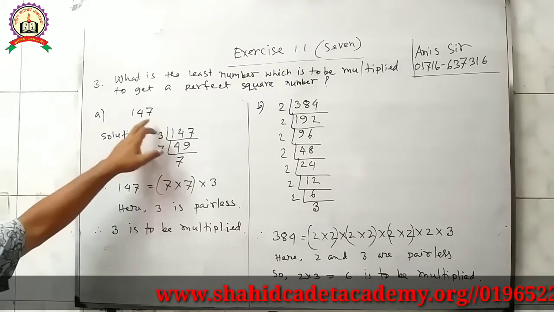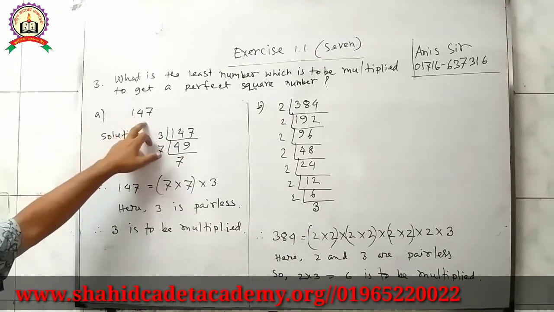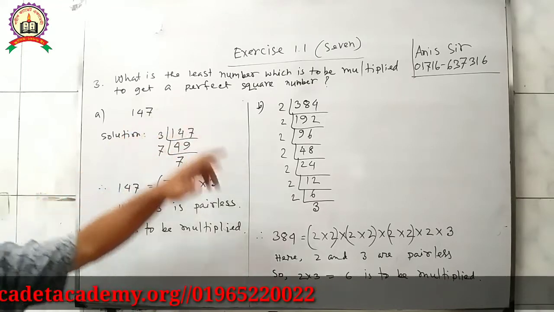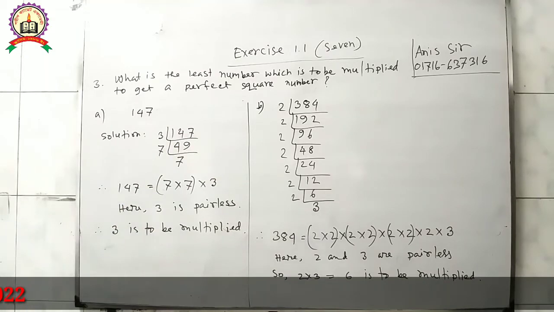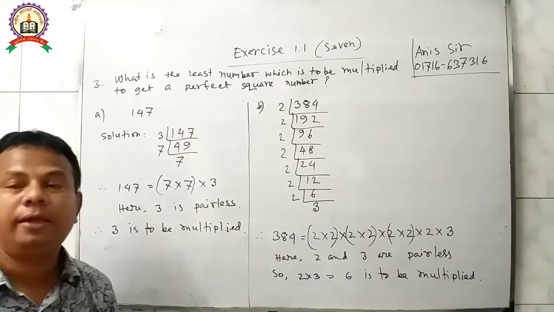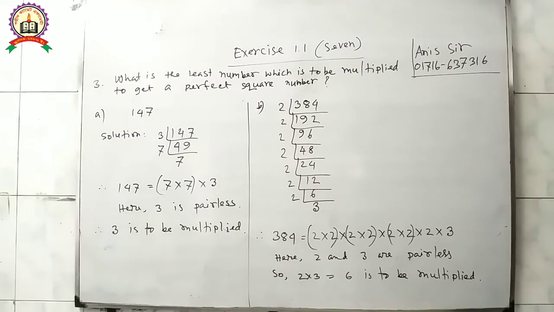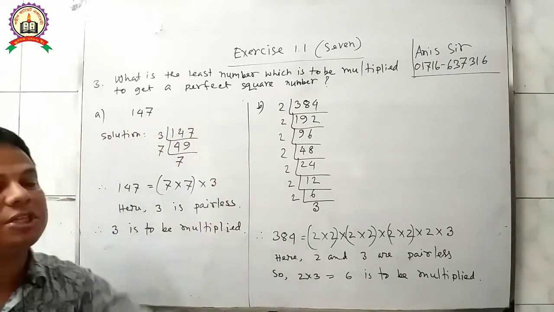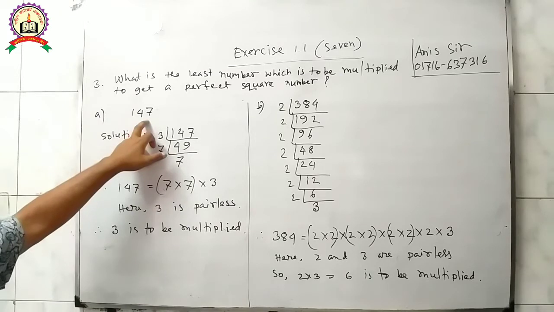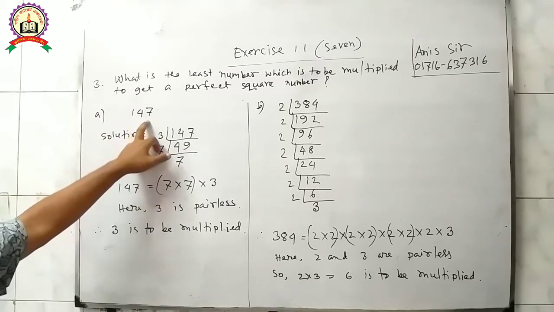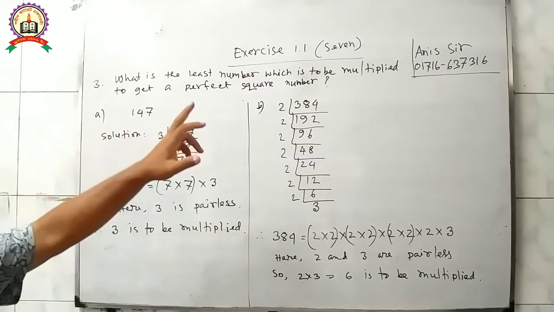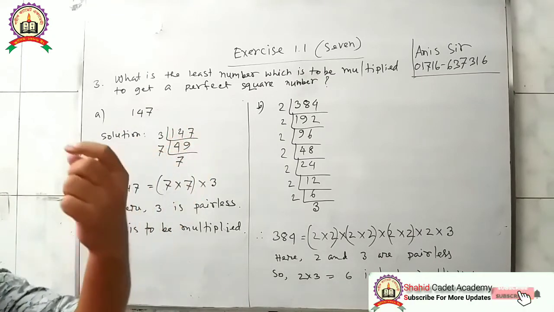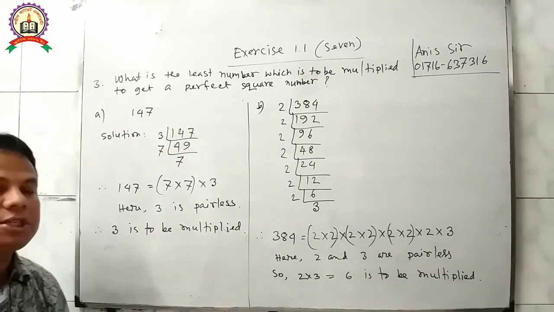So we have to make this number a perfect square number by multiplying it by a least, smallest number. It is 147. It is not a perfect square number, but we have to make it one by multiplying by a smallest number.